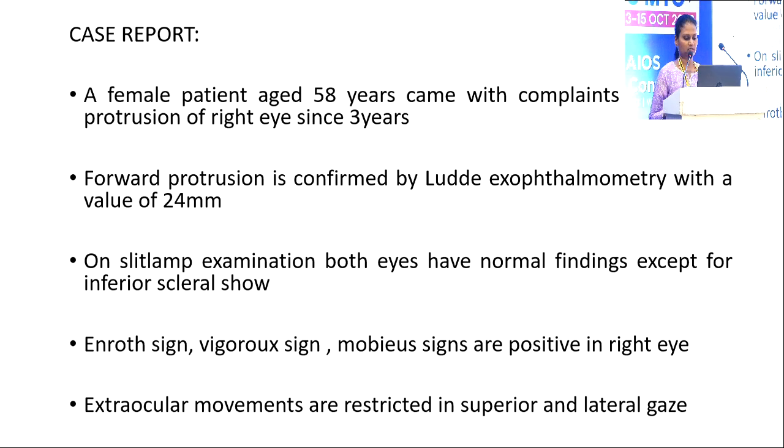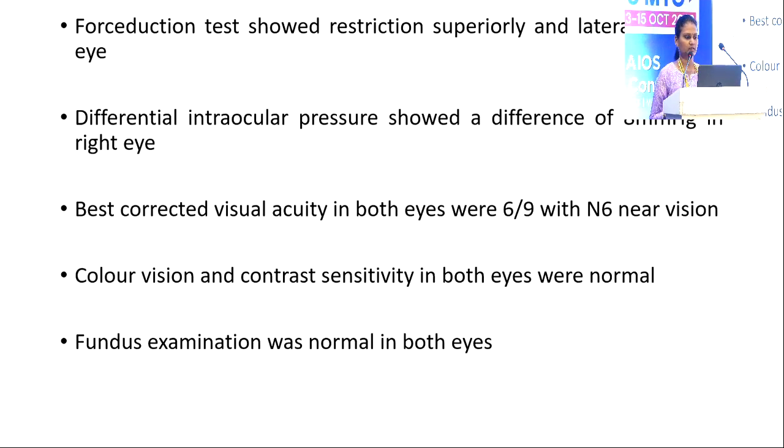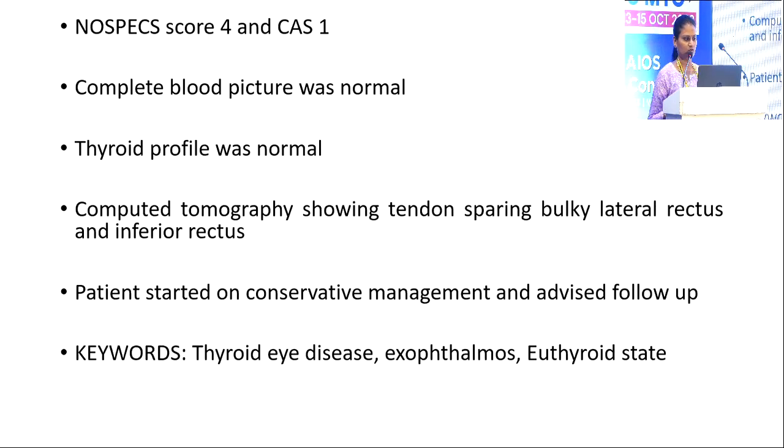Extraocular movements on examination are restricted in superior and lateral gaze. Forced duction test was conducted which showed restriction superiorly and laterally. Differential intraocular pressure showed a major difference. BCVA was 6/9 with near vision N6 in both eyes. Color vision and contrast sensitivity are normal. Fundus examination is also normal.